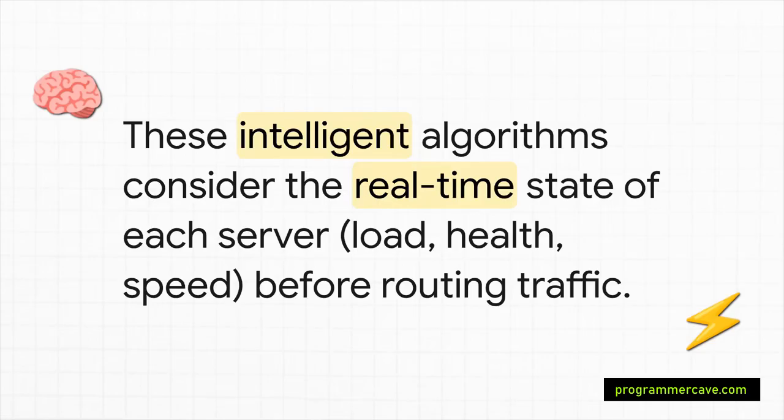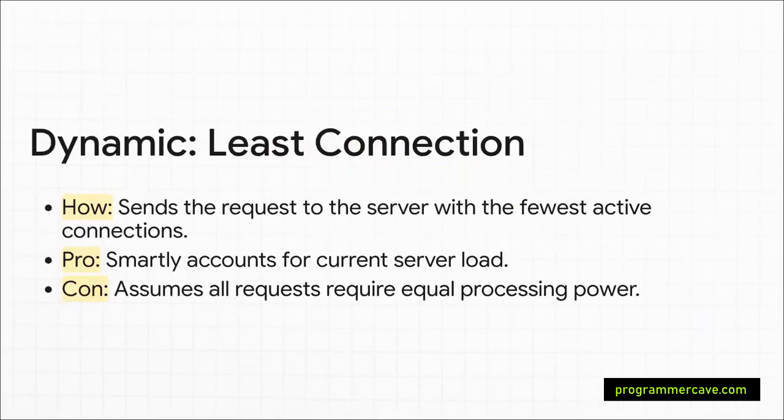Okay, that brings us to the much smarter category, dynamic algorithms. Unlike the static ones, these are intelligent. They actually check on the real-time state of the servers, like how busy they are or how fast they're responding, before they make a decision. Probably the most popular dynamic method is least connection. And the logic here is elegant. The load balancer simply checks which server has the fewest active connections right now and sends the new request there.